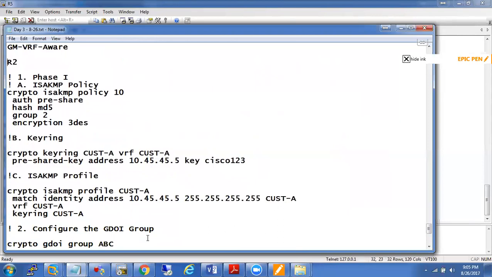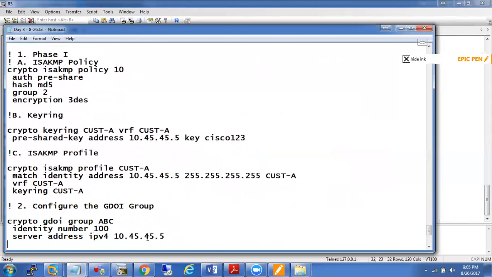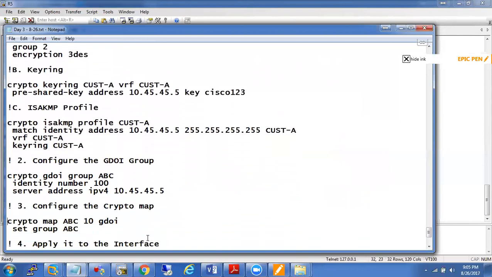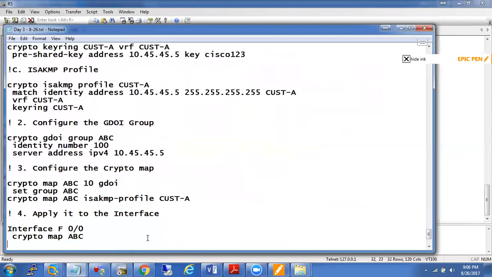These three steps. Step 2 is this guy, 100, that's fine because I'm doing it for cust A. 10.45.45.5 is fine. Crypto map is also good. The only thing is, with the crypto map, I need to now do what? Apply the ISAKMP profile cust A. And then apply it to the interface, which is F0/0, which is good. Did I do something with the keyring? Yeah, good.